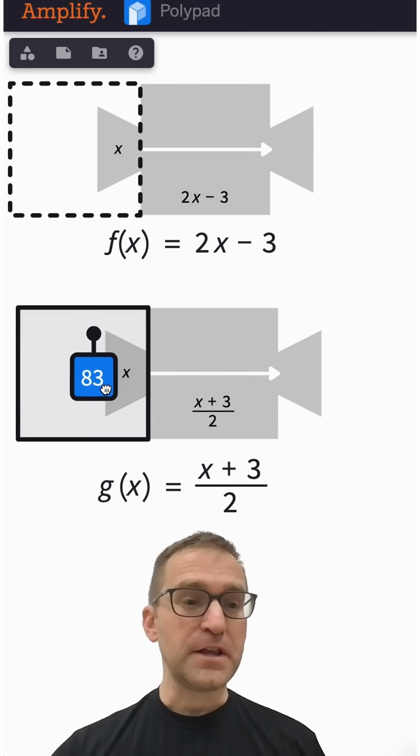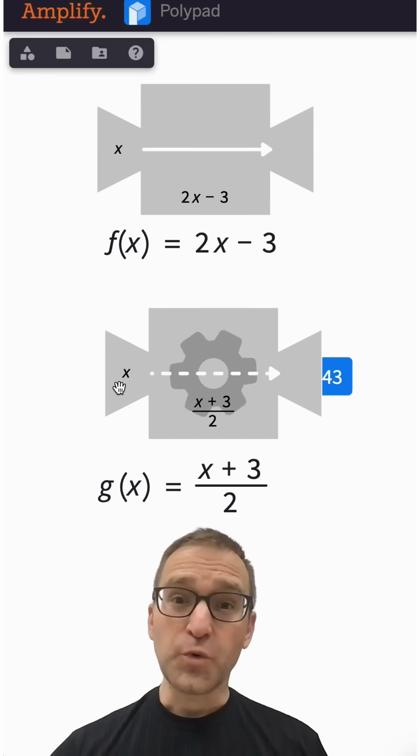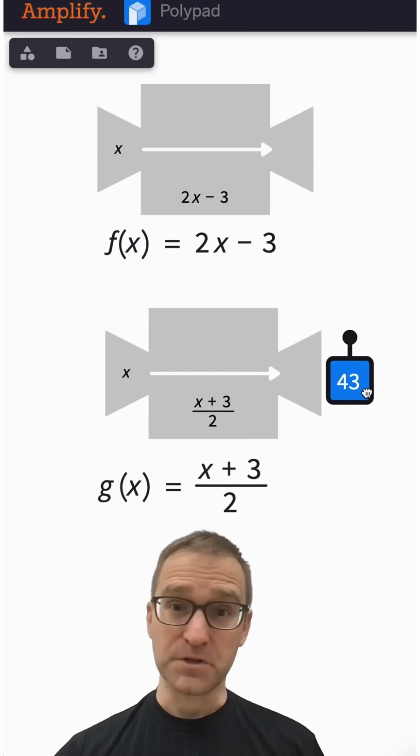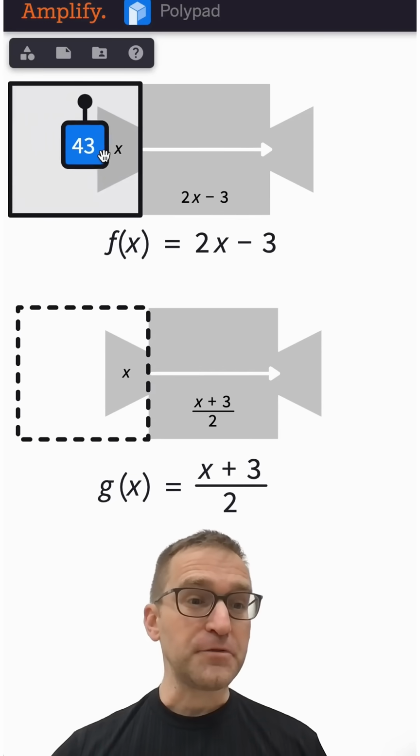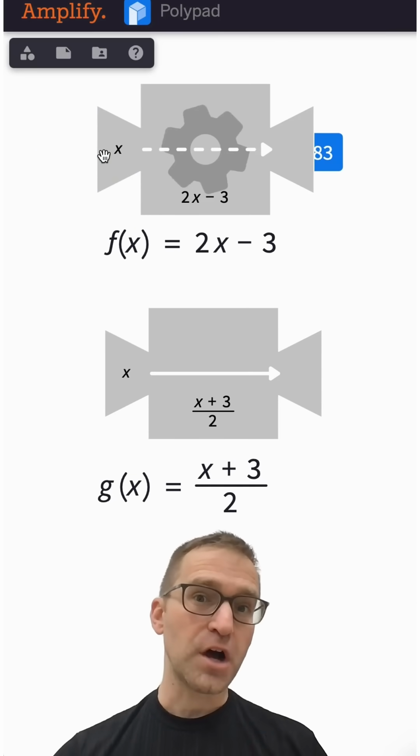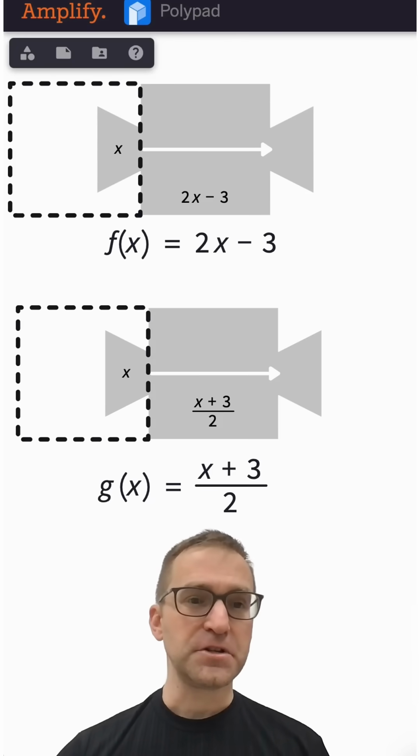If we take the input of 83, throw it in function g, we get spit out an output of 43. Doing the math, we get 43. Put 43 in the second function, the inverse or undoing function, you get back the original input.